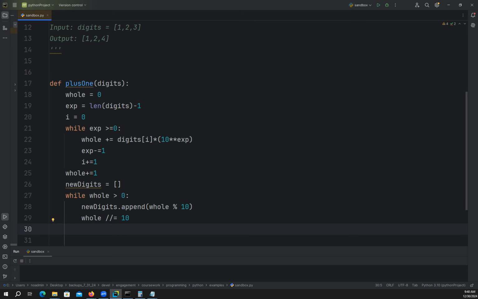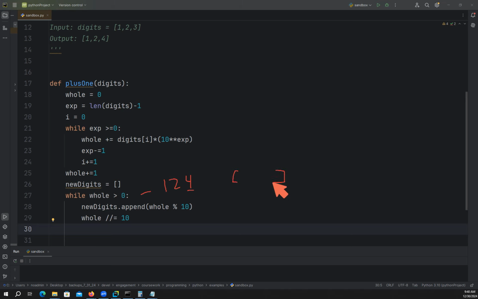So this algorithm is going to split whole into its constituent digits, if that's the right term. Whole is 124 to begin. And so what I do here is, when you modulo 10, you get the last digit of a multi-digit number, or any number, really, any whole number. So when I do modulo 10 on 124, it gives me a 4. I put that 4 into my new digits list.